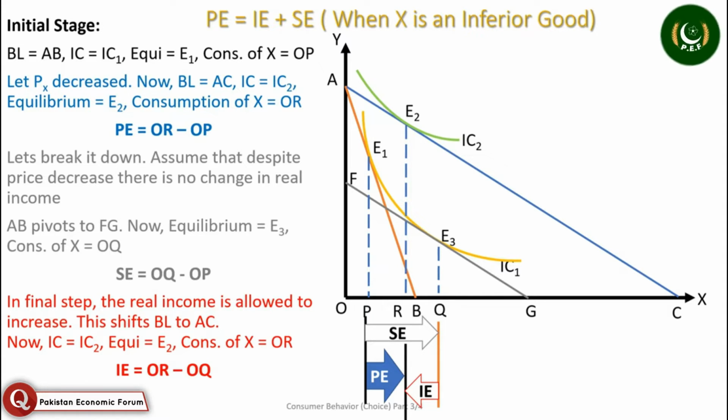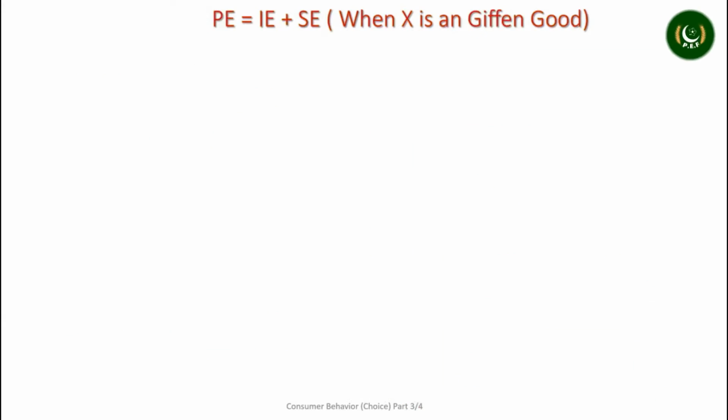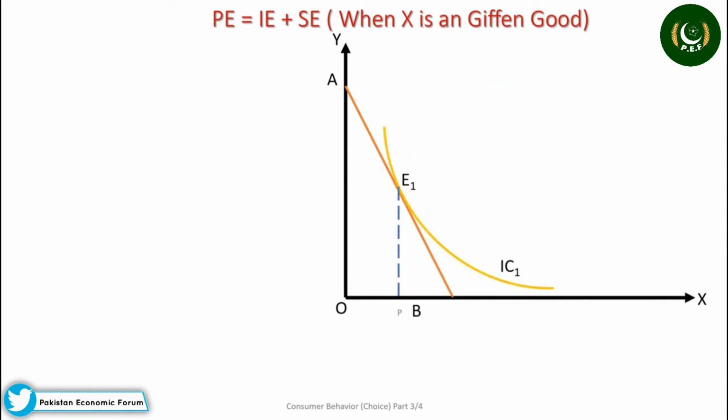Now let's study the case when commodity X is an inferior good. Again, the initial budget line is AB, IC is IC1, equilibrium is at E1, and the consumer is consuming OP quantity of commodity X. Assuming that the price of X decreased, now the budget line is rotated to AC, the indifference curve shifted to IC2, equilibrium changed to E2 and the consumption of X is OR.